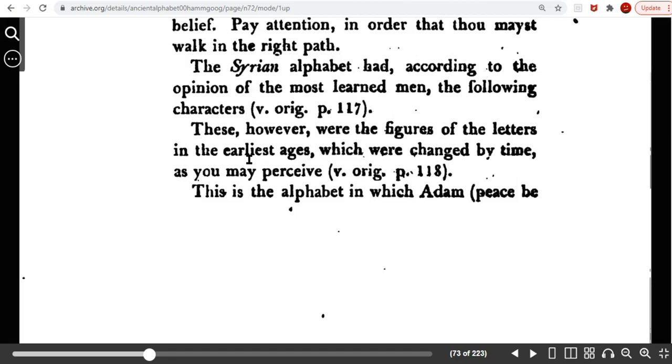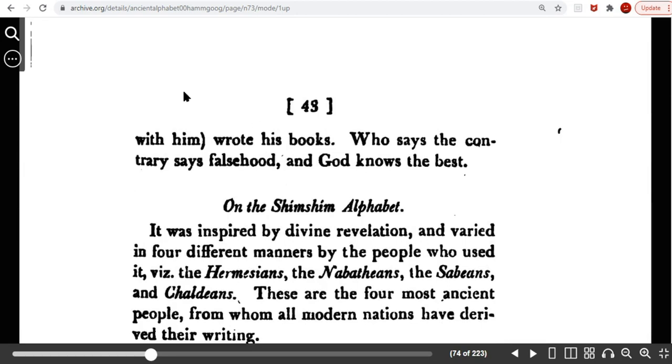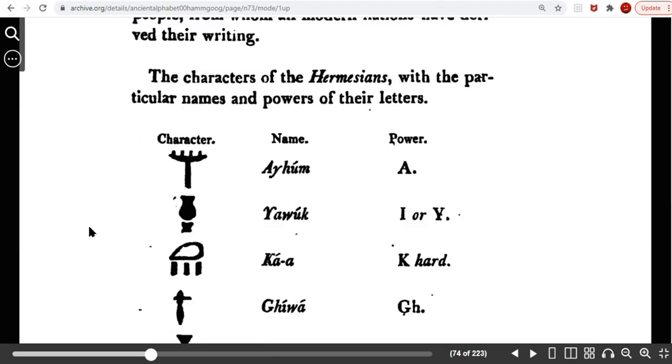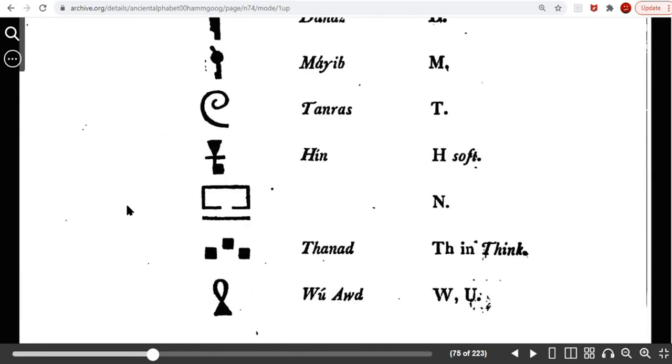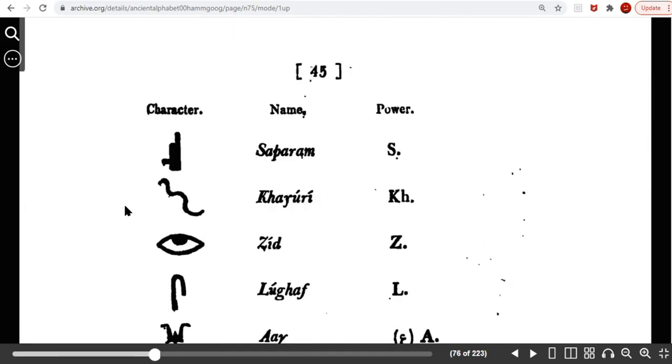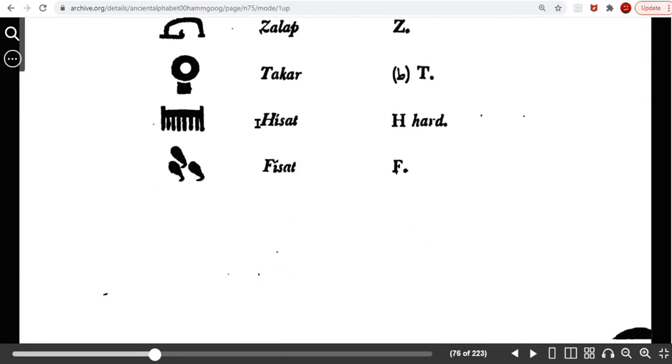And so the Syrian alphabet is the alphabet in which Adam, peace be with him, wrote his books. And who says contrary says falsehood. And so in my last movie I showed you this falsehood is actually just pseudo, another name. This alphabet looked like this. And you see the resemblance of this. It looks like a comb.